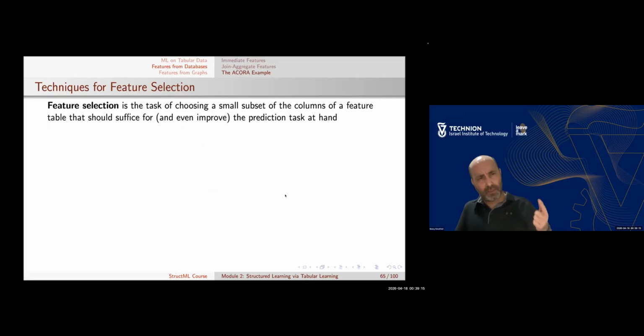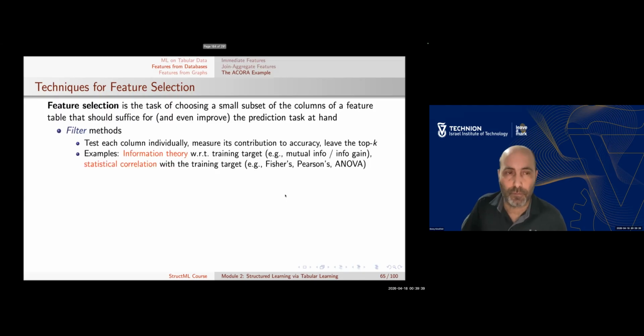Now let's talk in the end about feature selection. So basically feature selection is a task of I have many features and I want to select a small subset of the columns of the features, ones that are good, ones that do the job, and maybe even improve my prediction because now there might be a lower risk of overfitting. And there are several techniques for that, classes, right, of feature selection techniques.